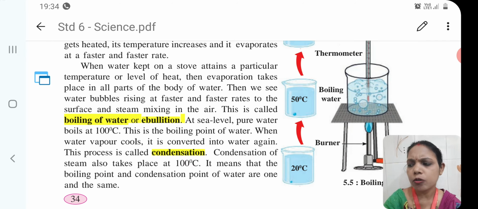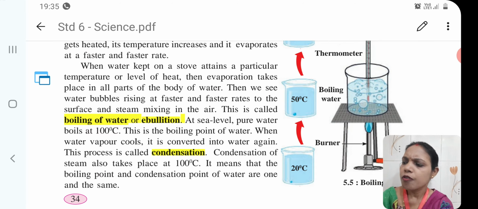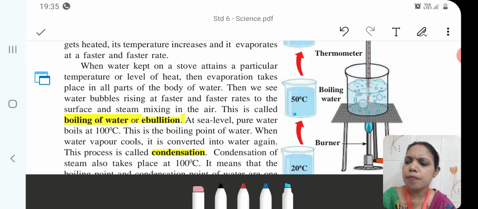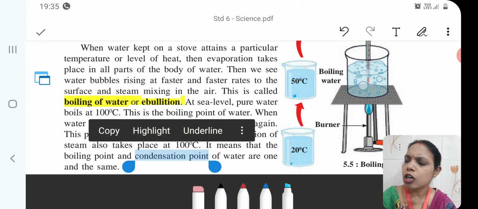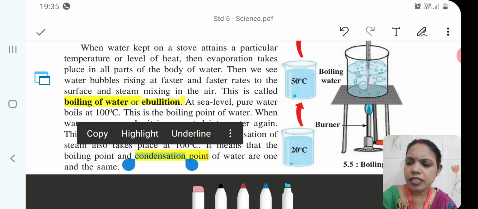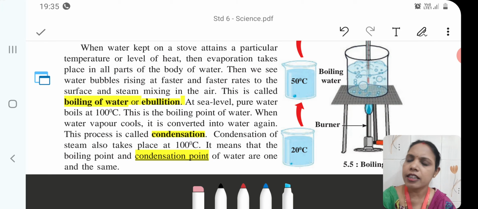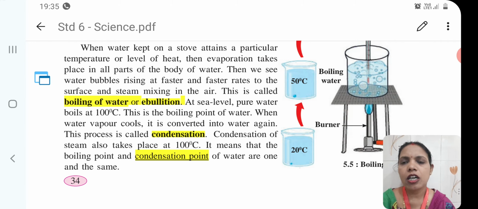When water vapor cools, it is converted into water again. This process is called condensation. The temperature at which condensation takes place is called the condensation point. For pure water, the condensation point is also 100 degrees Celsius. It means that the boiling point and condensation point of water are one and the same. I think this point is clear to everyone.